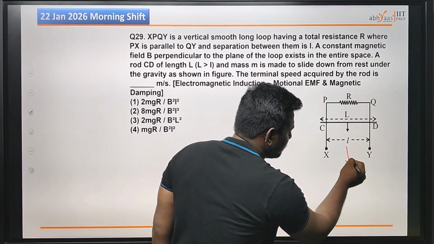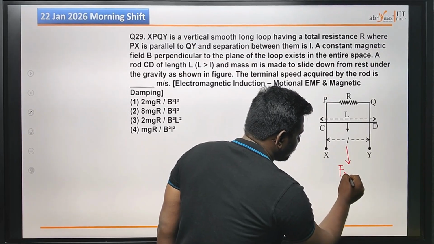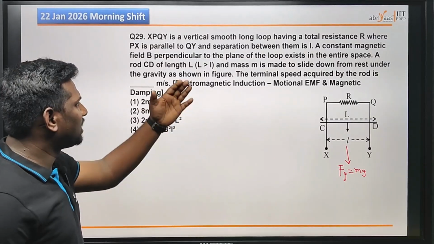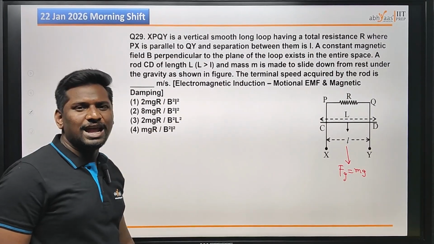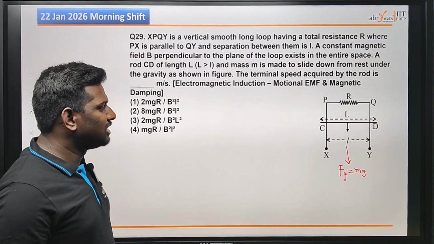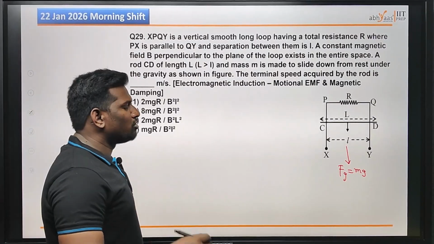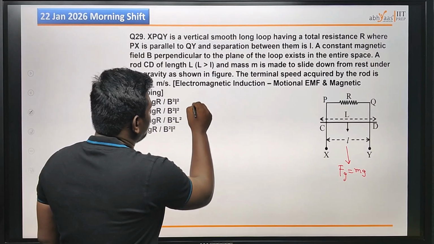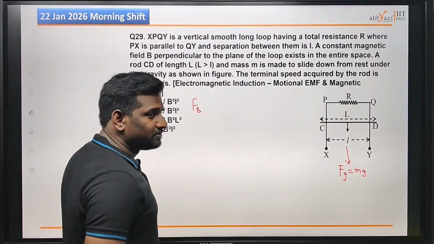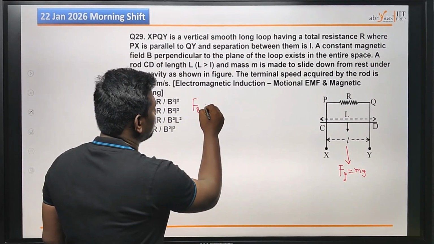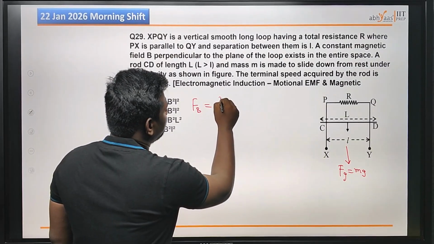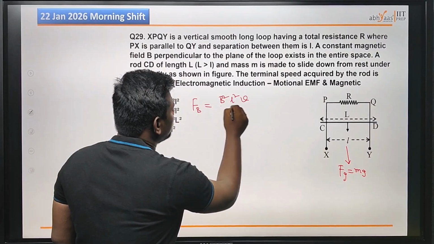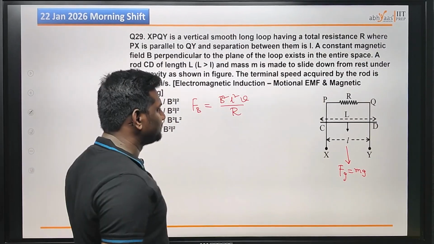Under gravity force, the magnetic force is balanced by mass into gravity. It is falling under gravity. Then you have to find the terminal speed. From motional EMF, we know the magnetic force can be written as B square L square V by R.